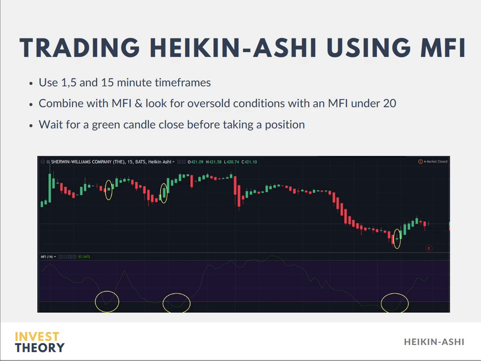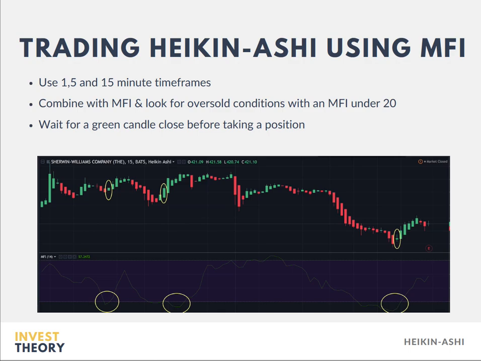Now, when you're using the MFI when trading the Heikin Ashi candlesticks, you want to look at the 1 minute, the 5 minute, and the 15-minute time frames. Combine this with the MFI and look for very oversold conditions where the MFI is under 20. I've highlighted right here where the MFI is under 20. Now you want to wait for a green candle close before taking a position. If you want to be extra safe, you can wait for that second green candle, and that is basically confirming that the trend is changing.